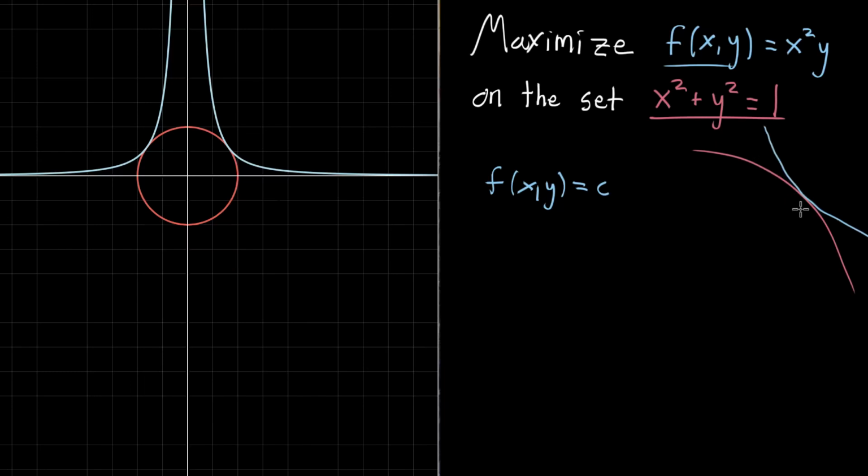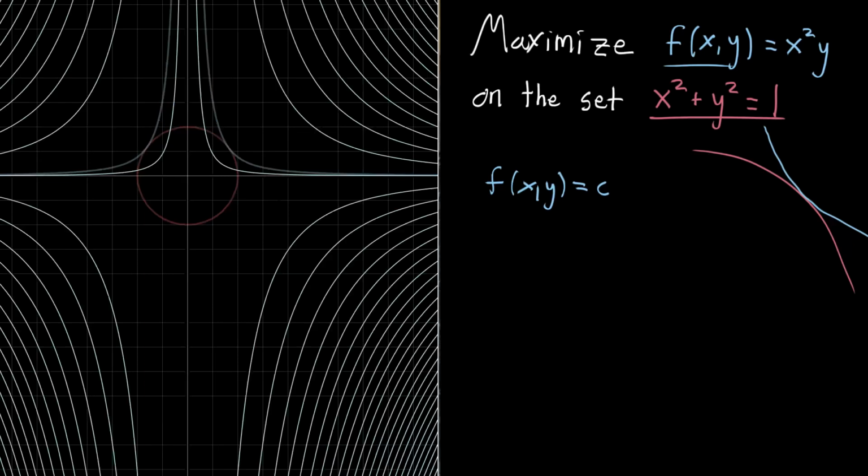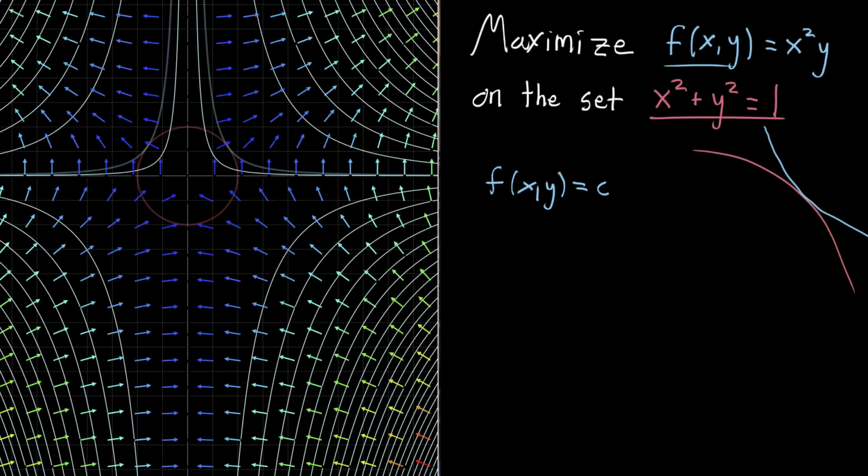Now, that's pretty, but in terms of solving the problem, we still have some work to do. And the main tool we're going to use here is the gradient. So let me go ahead and draw a lot more contour lines than there already are for x squared times y. So this is many of the contour lines, and I'll draw the gradient field of f.